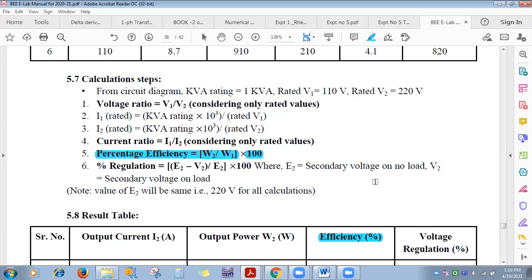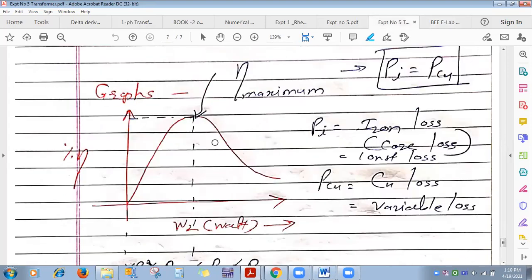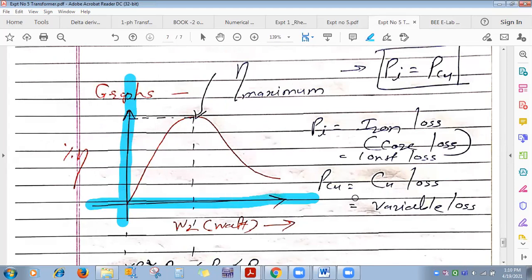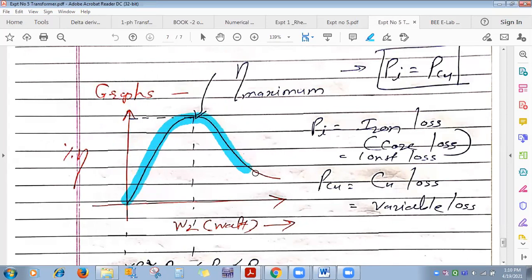When you plot the graph, you will get the efficiency nature like this. See here, you will get the graph of efficiency like this: percentage efficiency versus output power. Efficiency depends on output power, that's why it is the dependent parameter along the y-axis. Now, as you go on increasing the load, output power increases. Initially you will find efficiency increases, then reaches a maximum and then starts decreasing.